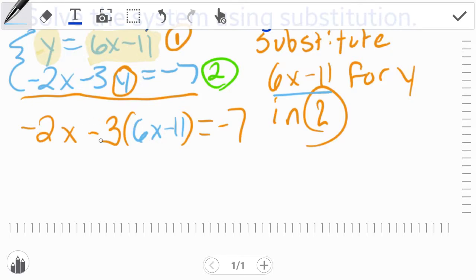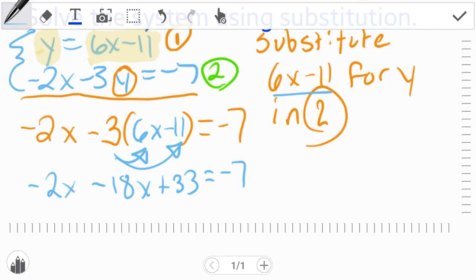You replace one letter. So now look, I have two x's. I have no other variable. That helps me because now I can solve for a variable. So what we're going to do is now we're going to solve for x. In order to do that, I got to get rid of these parentheses. So we're going to distribute. Negative 3 times 6 is negative 18x. Negative 3 times negative 11 is positive 33. We bring down the negative 2x, and that equals negative 7.